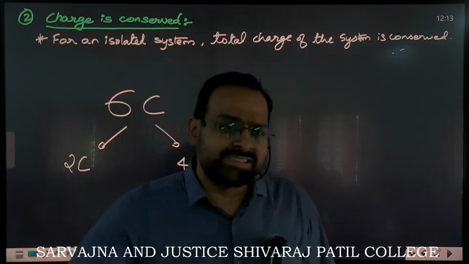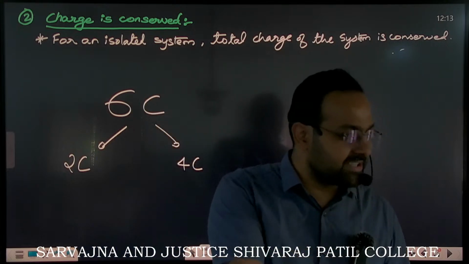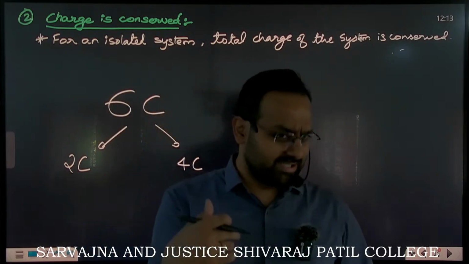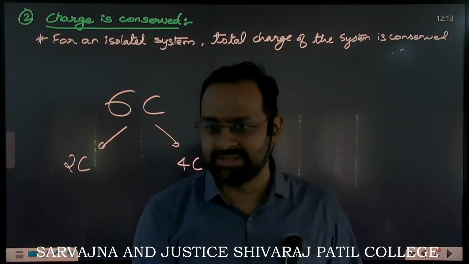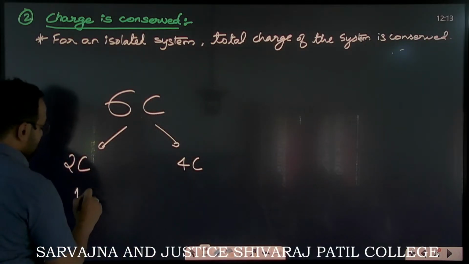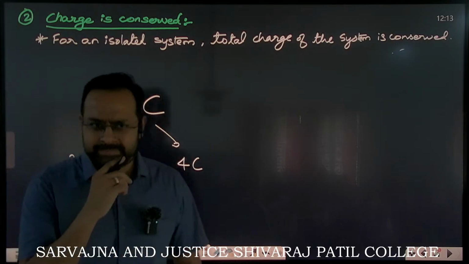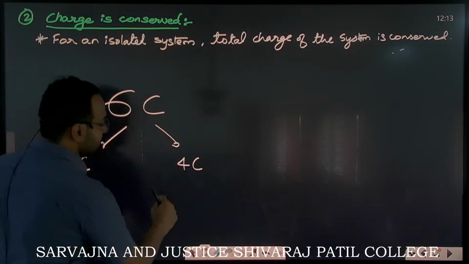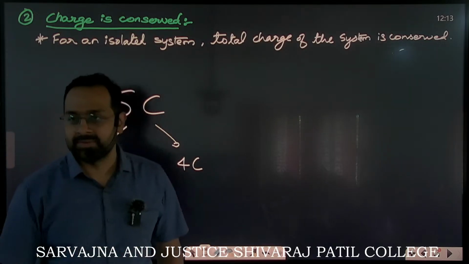Now within this system what happens is exchange happens. Boys some of their charge they give it to the girls, girls some of their charge give it to the boys, something like that happens. So let's say after that exchange if there is only 1 coulomb with the boys, what will be the charge with the girls? 5. Why is it 5?